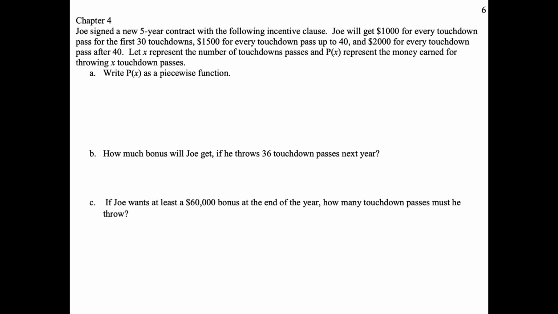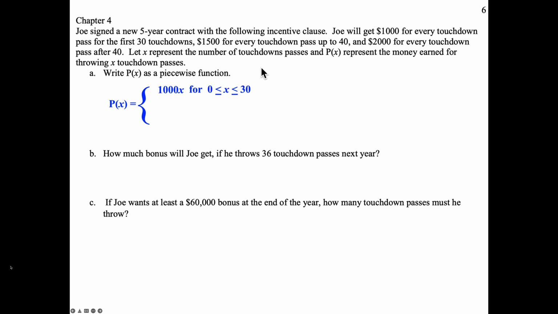So if we let x represent the number of touchdown passes, P of x represents the money earned for throwing x touchdown passes, let's write our piecewise function. P of x equals this left brace. The first function is always the easiest to write. 1,000 times x. And that's for all the touchdown passes from 0 to 30. He could throw nothing, doesn't get any money.